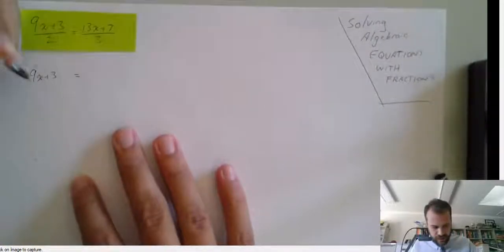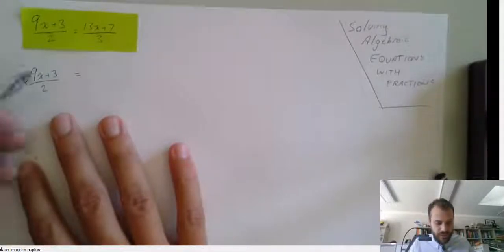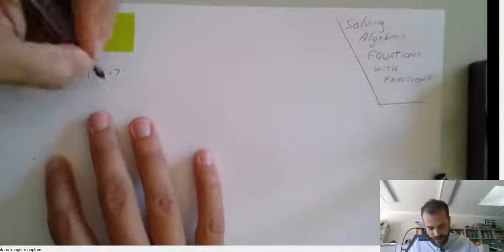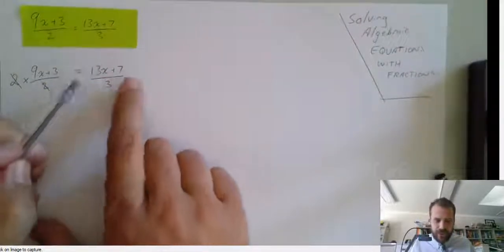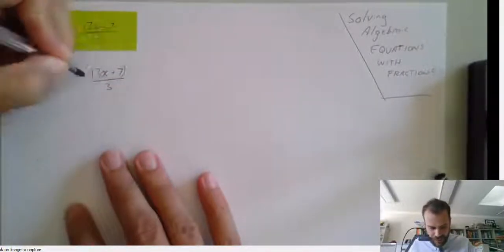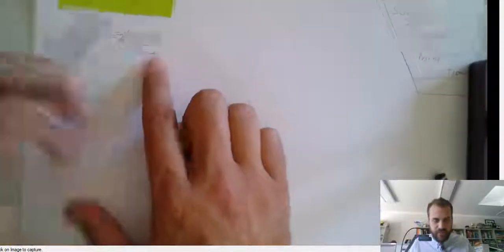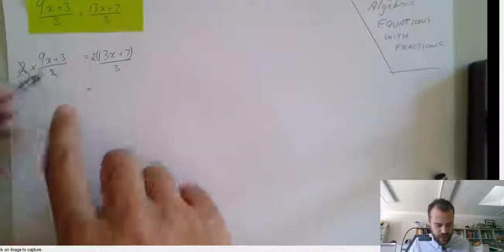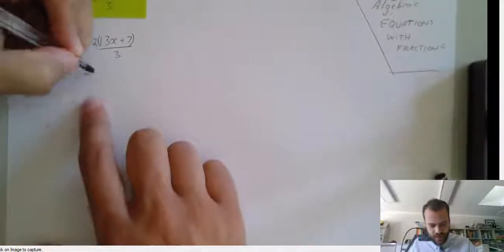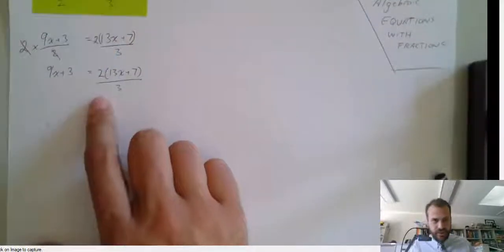So 9x plus 3 divided by 2 multiplied by 2. So I'm timesing the whole thing by 2. That's just going to cancel those 2's out. And then 13x plus 7 over 3. Now, when I multiply this side by 2, if you multiply a fraction by a whole number, that's just multiplying the top by that number. So it's 2 times the top. So now I'm just going to write that out neatly, or at least neatly for me. 9x plus 3 equals 2 bracket 13x plus 7 over 3.